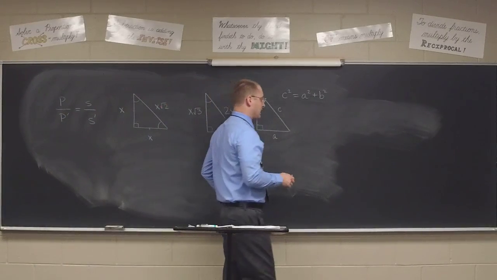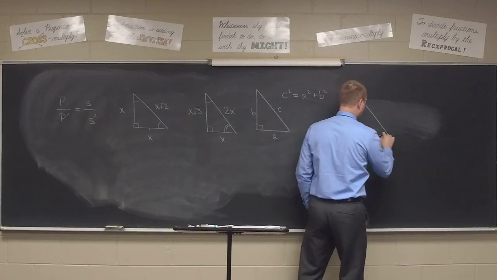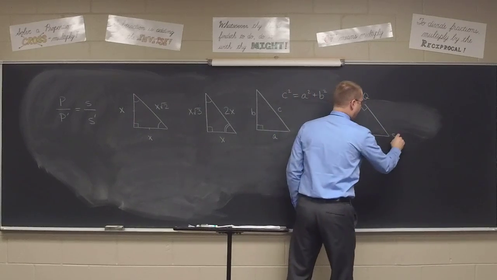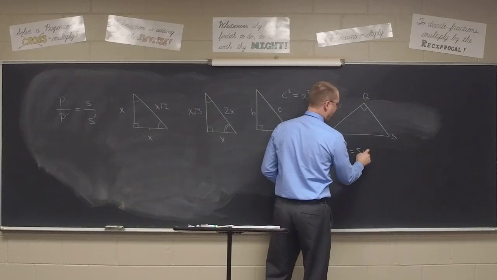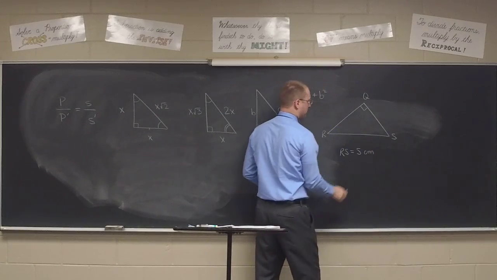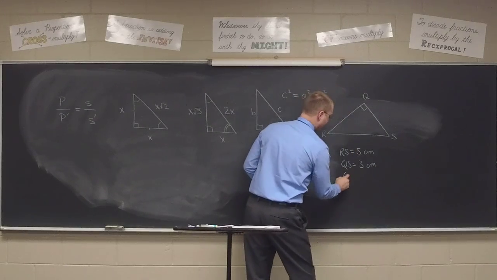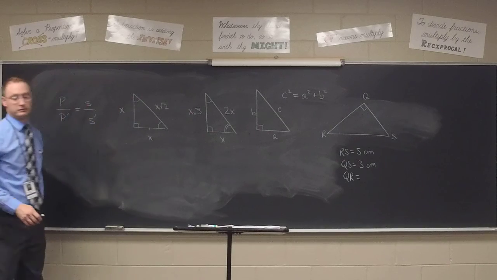So for instance, let's take a right triangle here. Let's call it QRS. And suppose I know that RS is, say, 5 centimeters. Suppose I know that QS is 3 centimeters, and I wanted to find QR. Work at your seats.